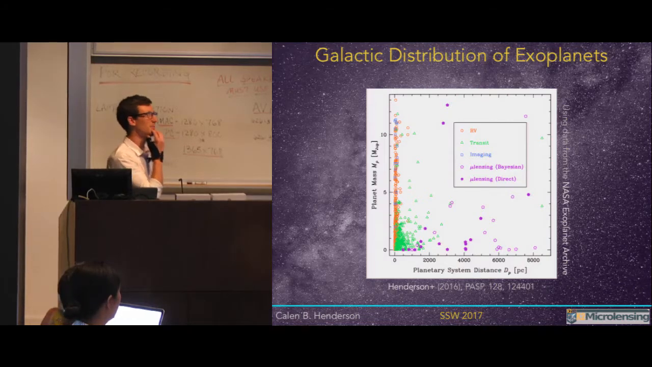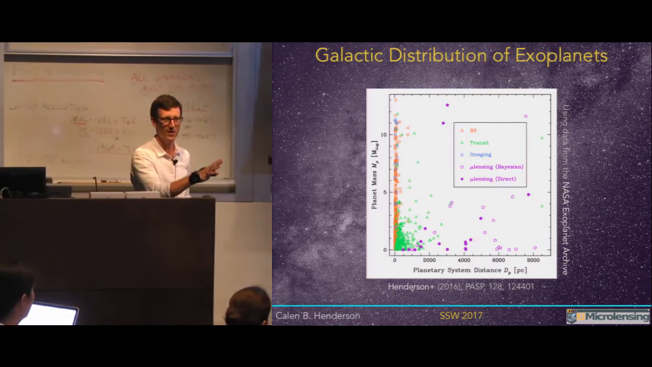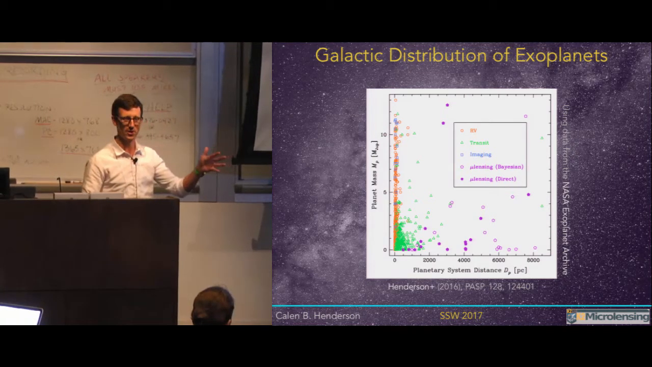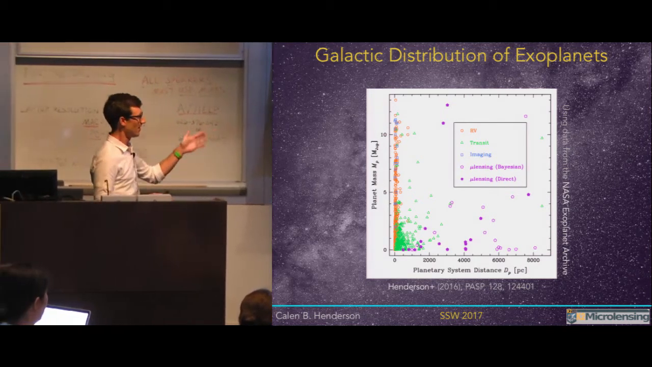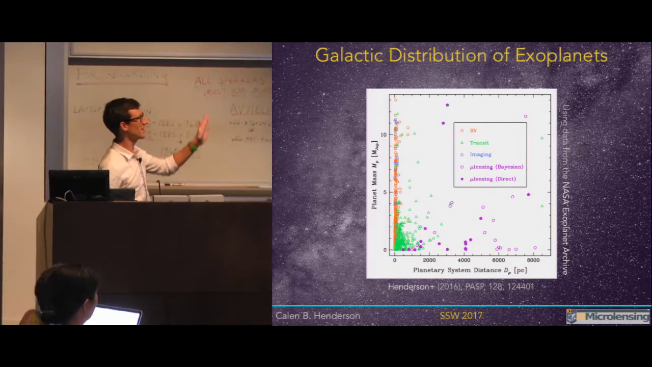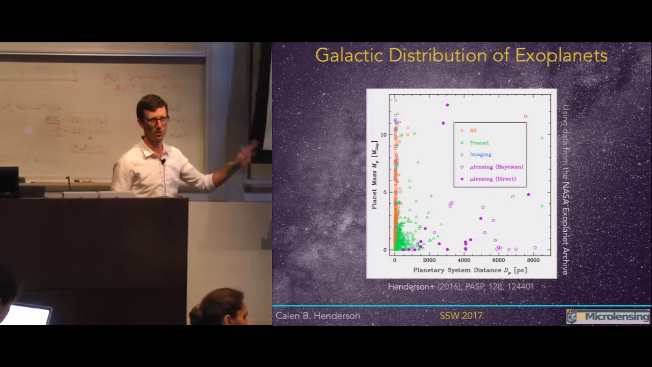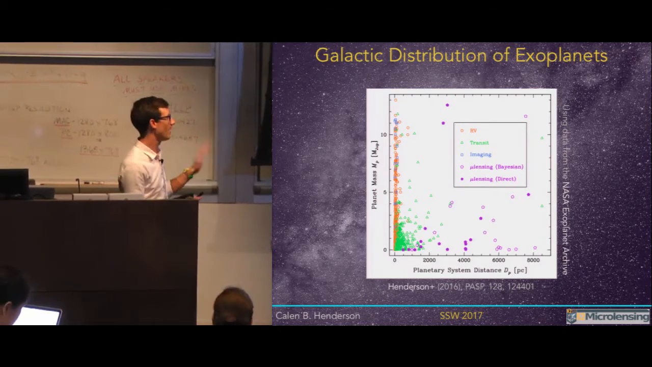So let's see, these data, I think, are about 6 months old. So there are 844 planets on this plot. And overall, microlensing is about 4% of the known exoplanets. But you can see if you start making cuts for planetary system distance, microlensing detections start accounting for a larger and larger fraction of the known planets.